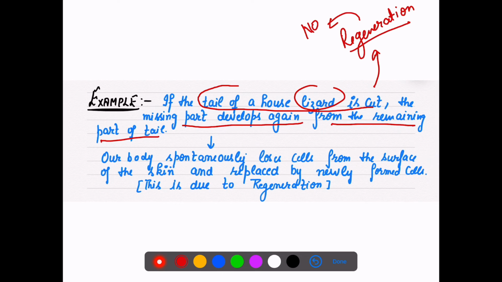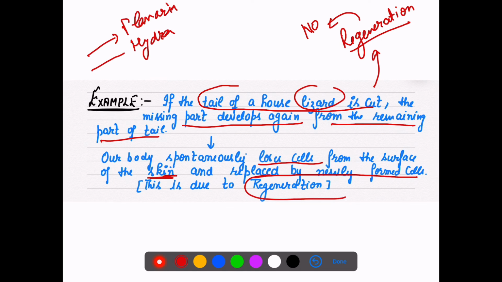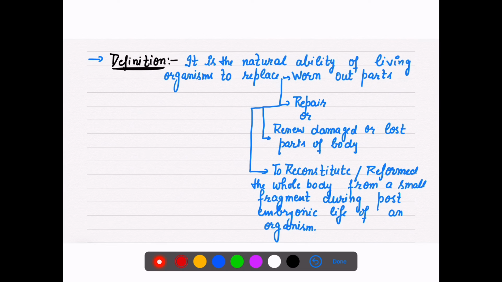No. Why? What is regeneration as a reproduction? In case of planaria, in case of hydra, new individuals are formed. So in our body, we continuously lose cells from the skin and they are replaced by newly formed cells. That is also due to regeneration. So regeneration is actually our natural power.